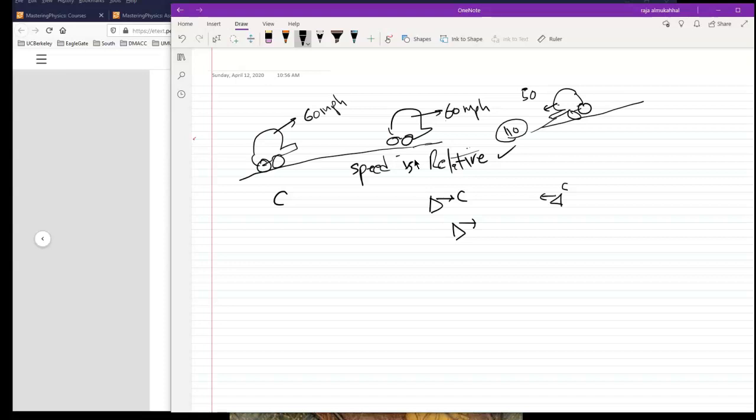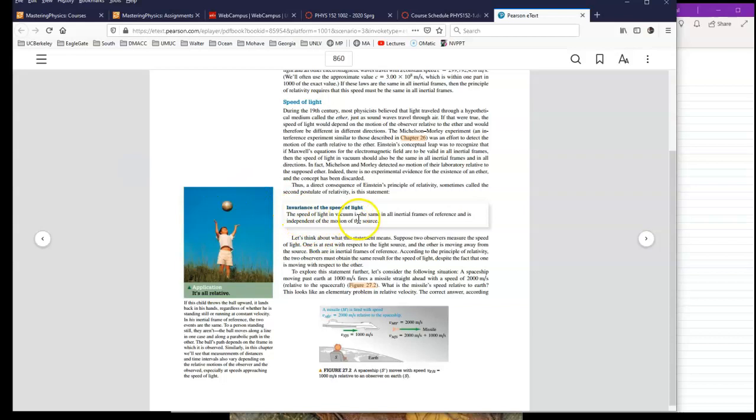But this kind of relative speed does not apply to the speed of light. If I'm going c, and a spaceship is going in the opposite direction, I'm not going to measure 2c. I'm going to measure c. In other words, no matter what, the relative speed when it comes to the speed of light doesn't work. Here, the speed of light in vacuum is the same in all inertial frames of reference, whether this car is going in this direction or that car, and is independent of the motion of the source. Okay, that's the meaning of it.